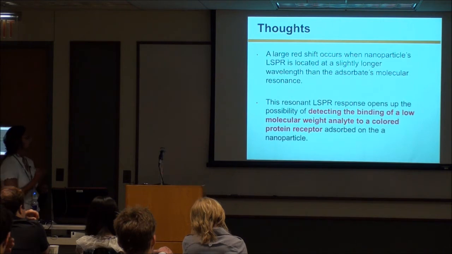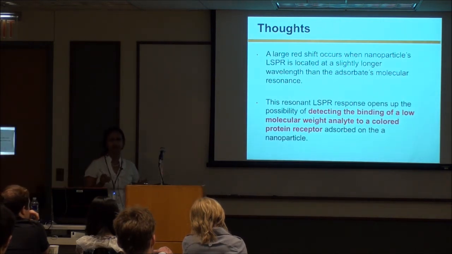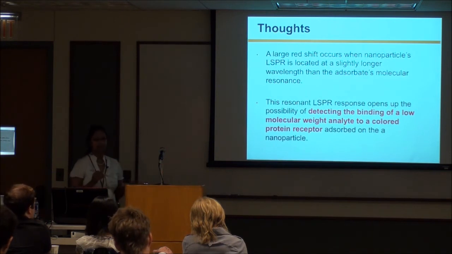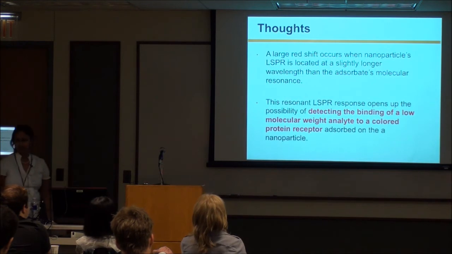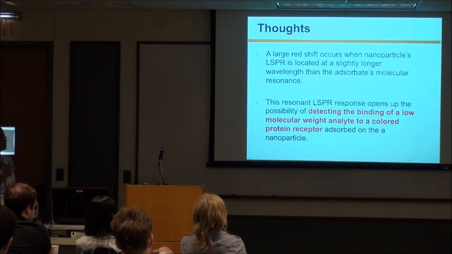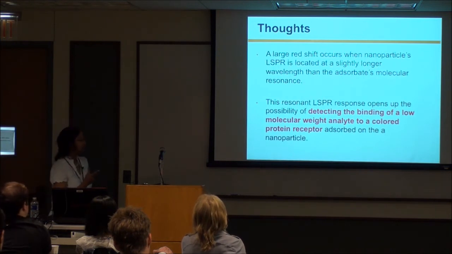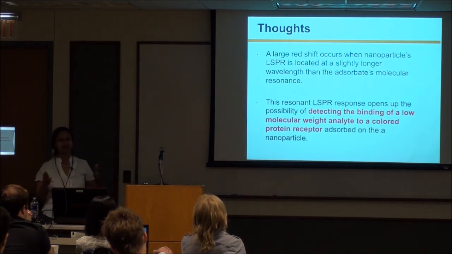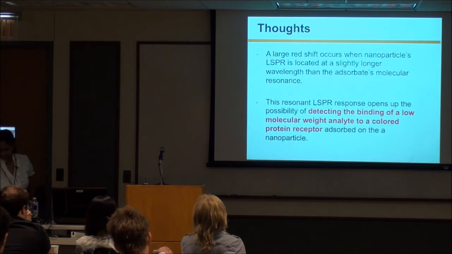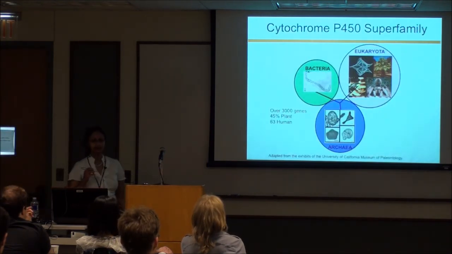We are interested in detecting the drug binding of low molecular weight molecules, like some small molecules like imidazole, camphor, to a colored protein molecule receptor. So what would be the best colored protein we were looking for, to apply it? And one of the proteins we all have, actually, not only we, everybody has, is the Cytochrome P450 superfamily.